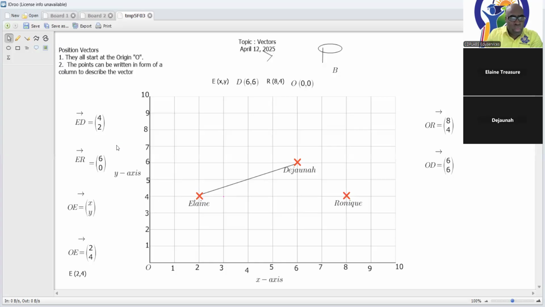Now, what do you notice about the ER and the ED? What do you notice about vector ED and vector ER? I'm not sure. Use your eyes. Look upon ED and ER and tell me what you see. What you observe.